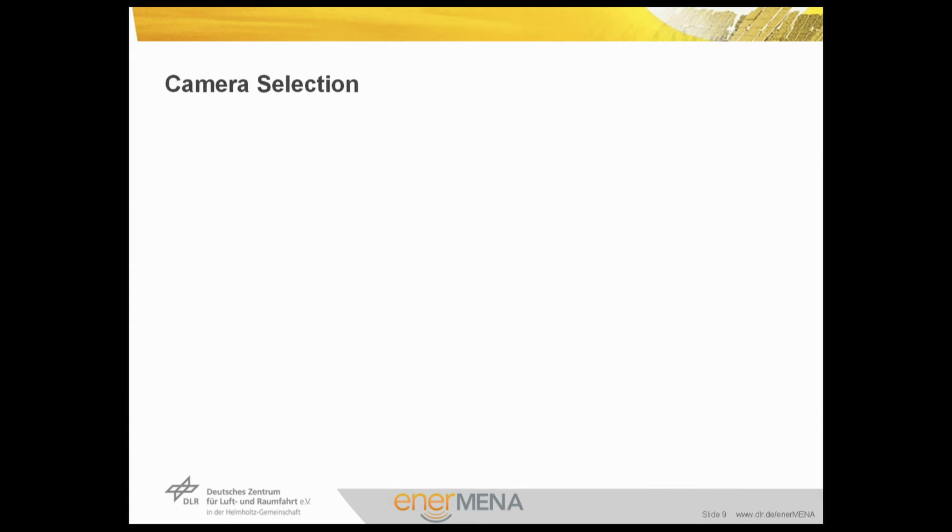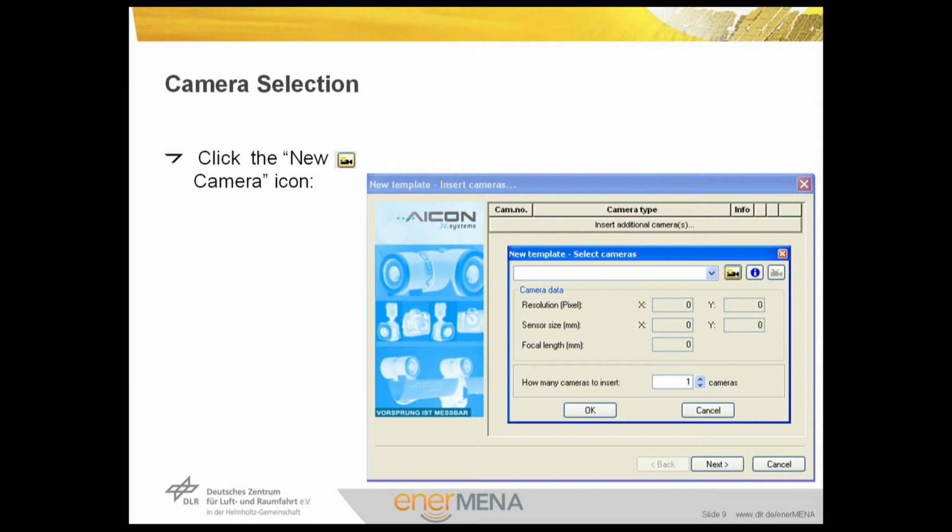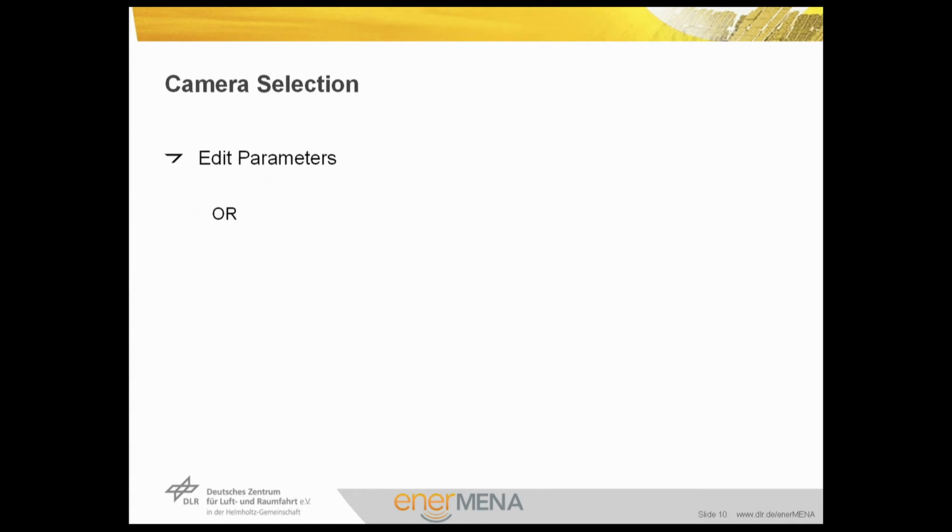If you create a new template, firstly you have to select the camera. There is a new camera icon and then the following window will appear. It is possible to enter the resolution, sensor size and focal length, or you can use a camera from the drop-down list. It is then possible to edit these parameters, or it is recommended to import camera parameters from a file of a previous measurement.